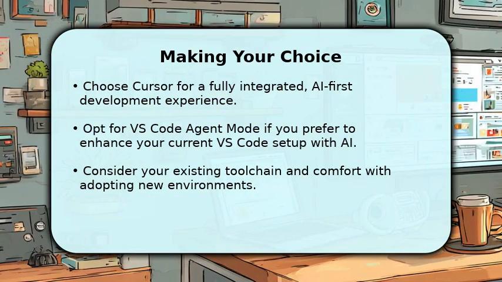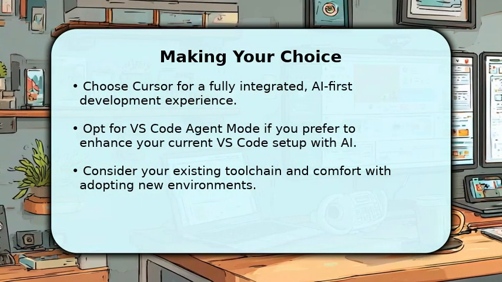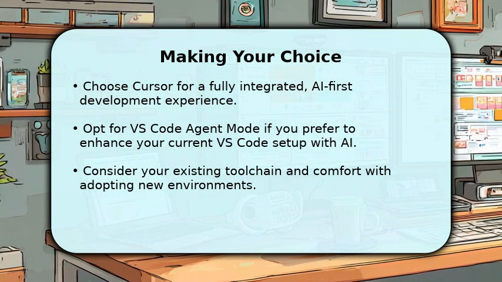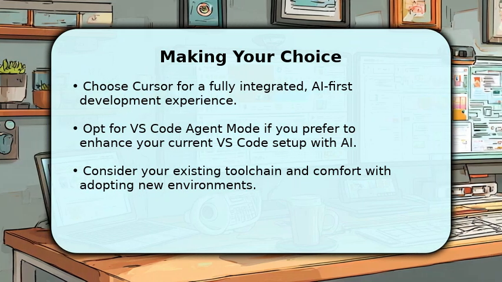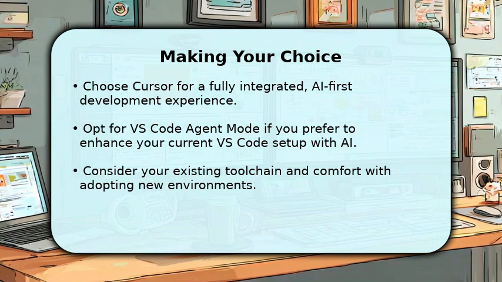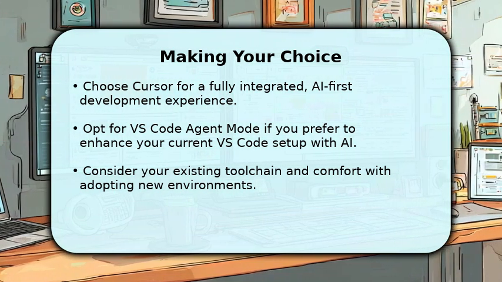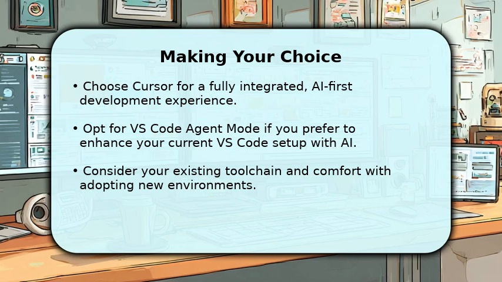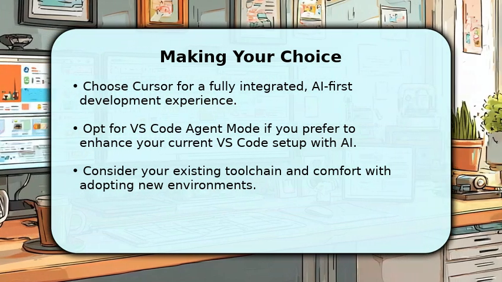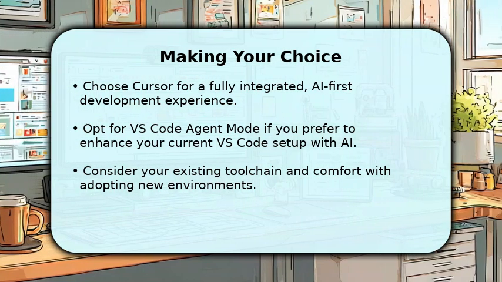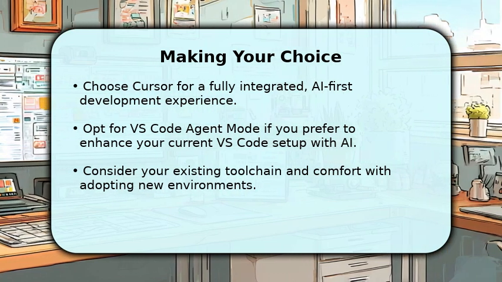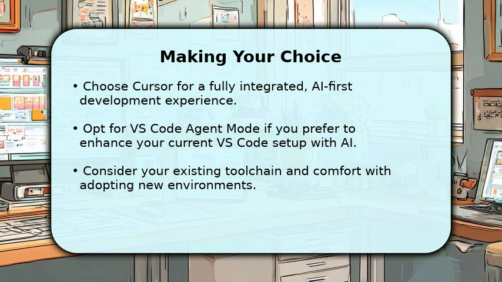Choosing between these two powerful tools depends on your priorities. Opt for Cursor if you desire a fully integrated AI-first development experience designed for maximum AI leverage. Conversely, select VSCode Agent Mode if you prefer to enhance your current Visual Studio Code setup with artificial intelligence, maintaining your familiar environment. Consider your existing toolchain, comfort with new interfaces, and specific project needs to make the best decision for your workflow.